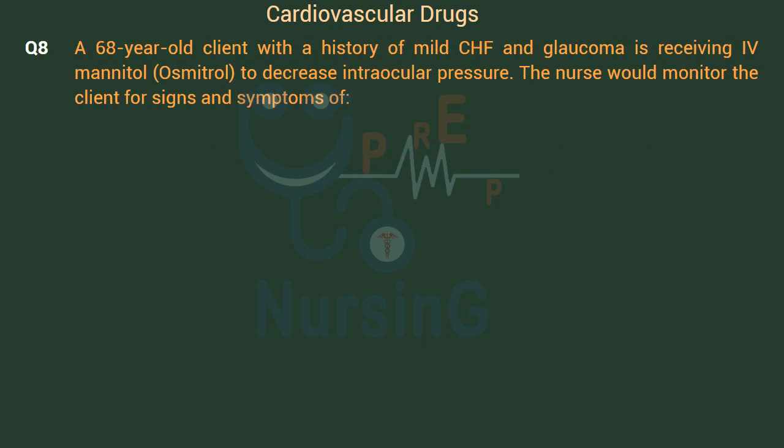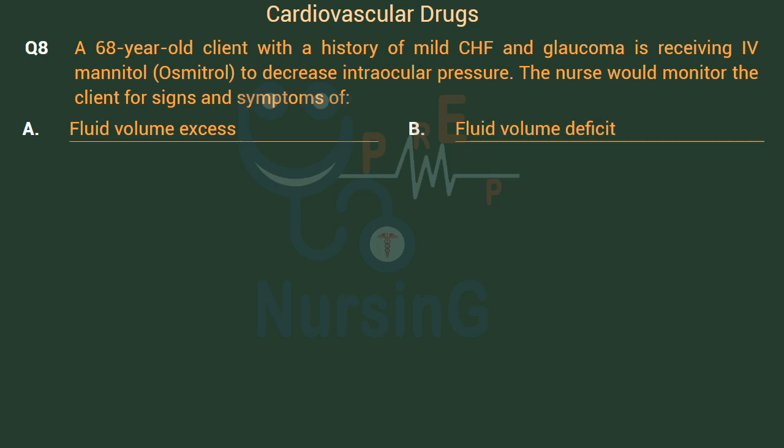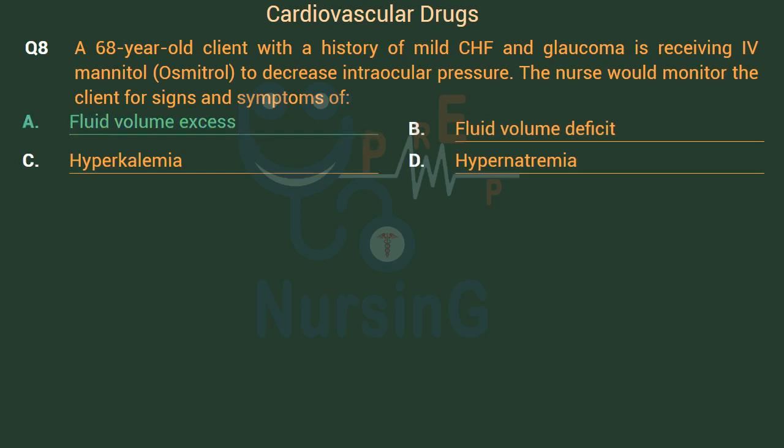A 68-year-old client with a history of mild CHF and glaucoma is receiving IV mannitol, Osmitrol, to decrease intraocular pressure. The nurse would monitor the client for signs and symptoms of: Option A. Fluid volume excess. Option B. Fluid volume deficit. Option C. Hyperkalemia. Option D. Hyponatremia. Right answer is Option A.